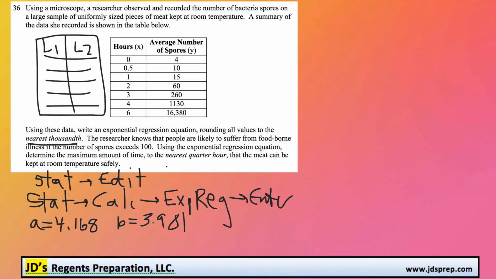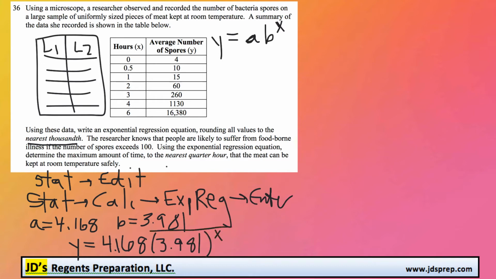Now, of course, this is in the format of an exponential equation, so that's y equals a times b to the power of x. So the actual equation that we want to write down will be y equals 4.168 multiplied by 3.981 to the power of x, just like that.